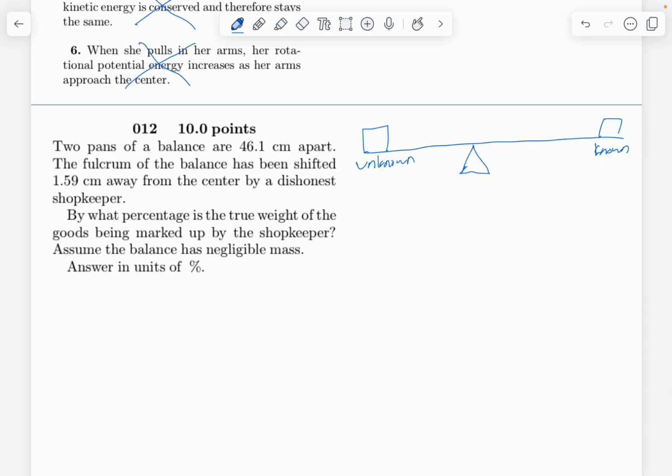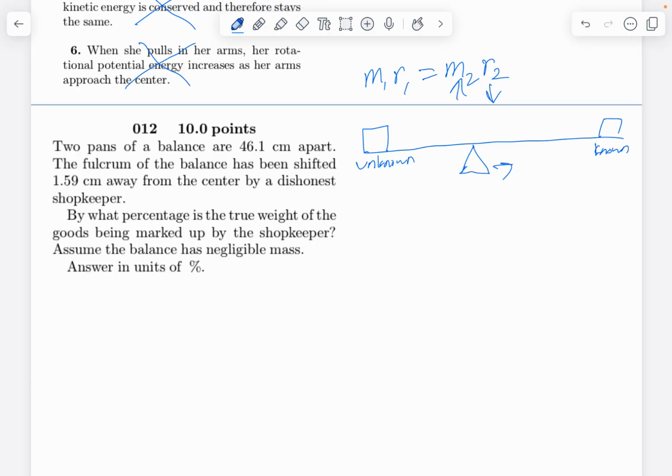If I'm selling them 100 grams of gold, but I'm charging them for 110 grams of gold, then they're getting ripped off and I'm making more money. So if I want my known mass to be more than my unknown mass, I'll shift my fulcrum over here. From the balancing act, M1 R1 is equal to M2 R2, so my R2 goes down, which means I have to put more mass in there, so it looks like there's more than there actually is on the other side, right?